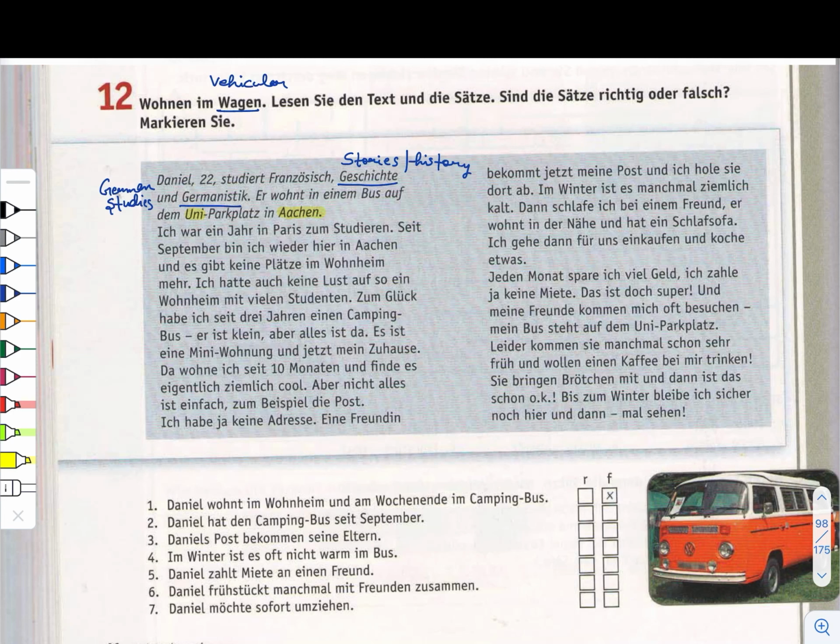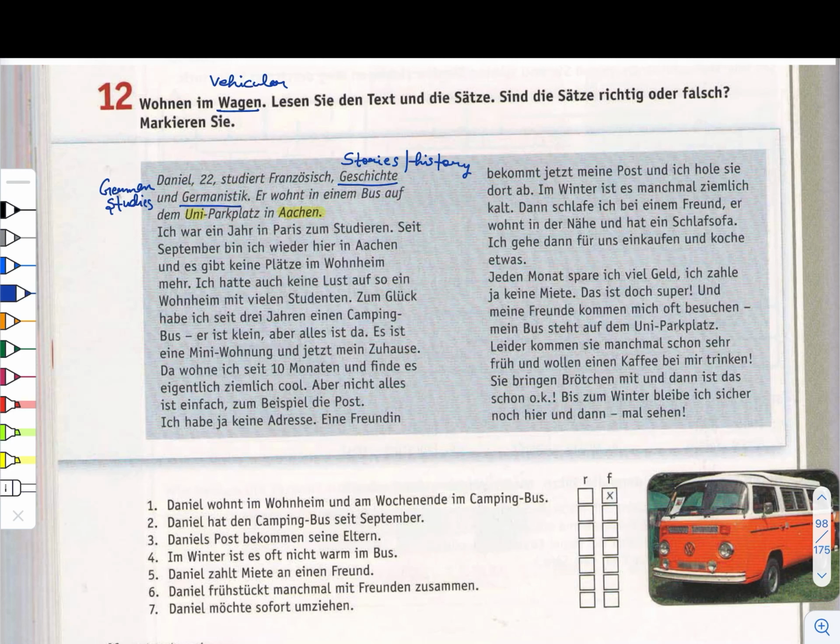Okay, and you can see here, Yara in Paris zum Studieren. Okay, he was one year in Paris to study. Seit September bin ich wieder hier in Aachen. So since September I am again here in Aachen.